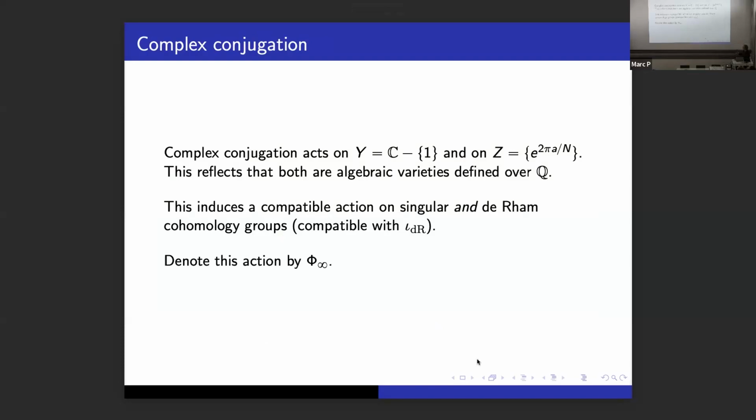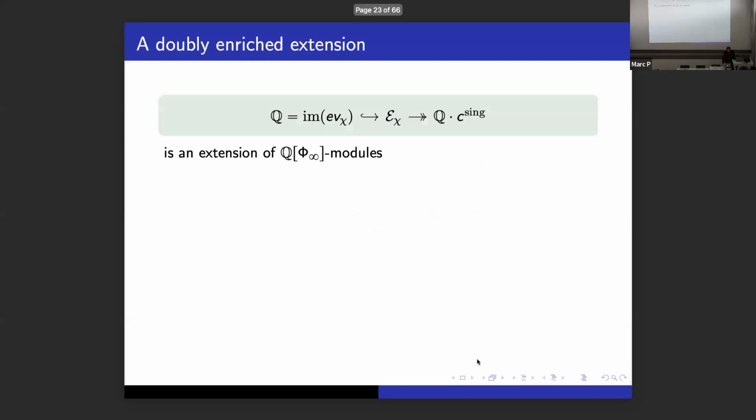This is a hint for what's coming ahead. This is reflecting that both of these are actually very simple algebraic varieties defined over a field fixed by complex conjugation. So this gives us an action on the spaces, and an action on the cohomology groups, and it's compatible with that de Rham isomorphism, the way you compare the cohomology groups. So I'm going to call this action phi infinity. So here's the situation now. We have our singular extension that came out of singular cohomology, and it's an extension not only of vector spaces, but of vector spaces with an action of complex conjugation.